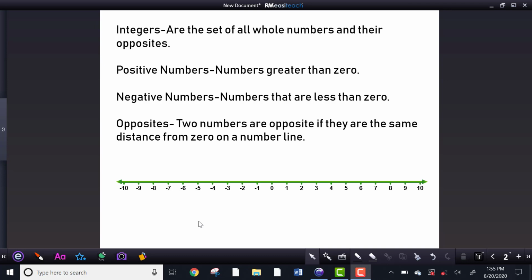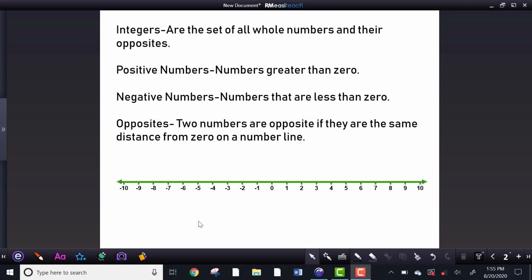The first one is integers. Integers are the set of all whole numbers and their opposites. So when we say whole numbers, that means whole numbers. So we're not dealing with fractions or mixed numbers or anything like that. For example, 2, 3, and 4 are whole numbers. -2, -3, -4 are also whole numbers. However, 1 and 2/3 is not a whole number. That is a mixed number, so that would not be considered an integer.